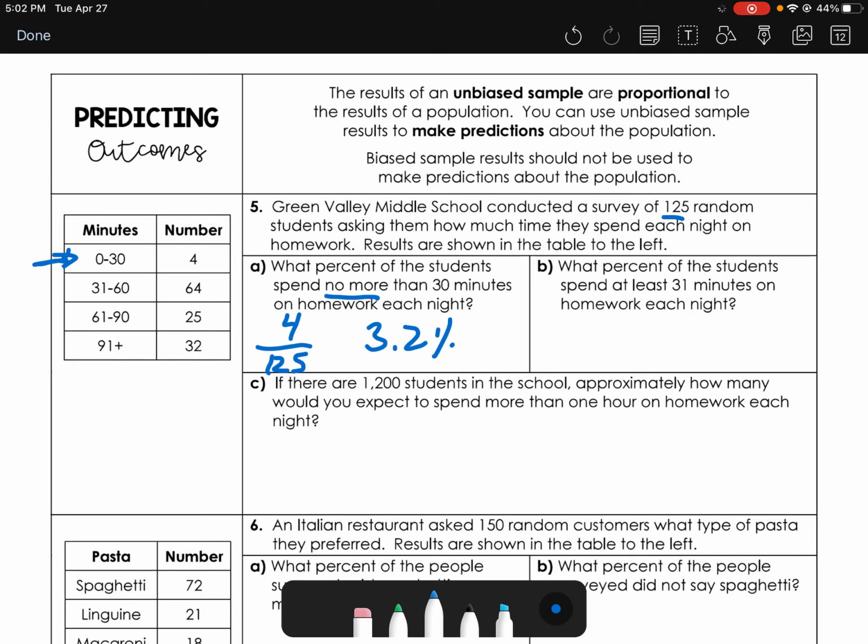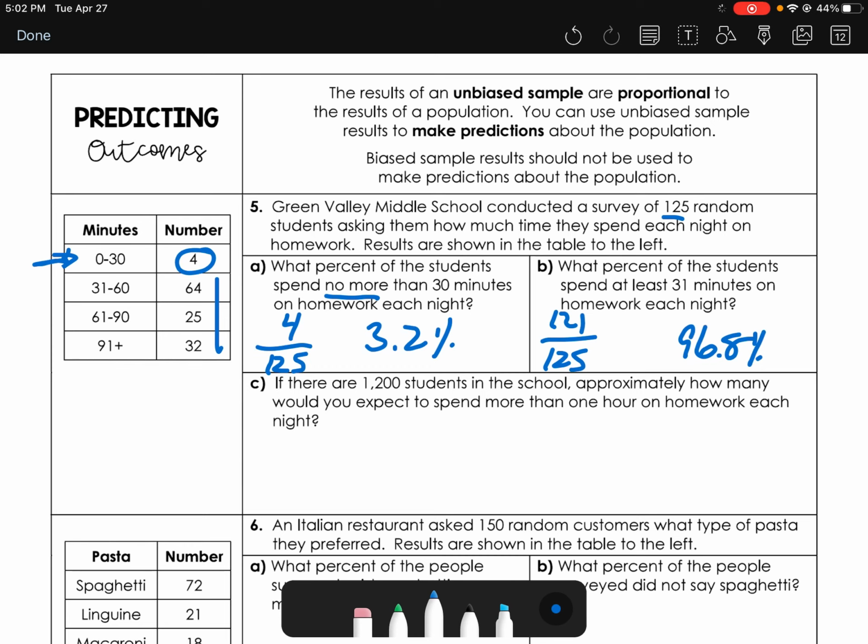What percent of students spend at least 31 minutes on homework? So that's any above 30 minutes. Well, you could add 64, 25, and 32, and you get 121 over 125. Or, because it's at least 31, we could just subtract 4 from 125. And there we should have 96.8%.